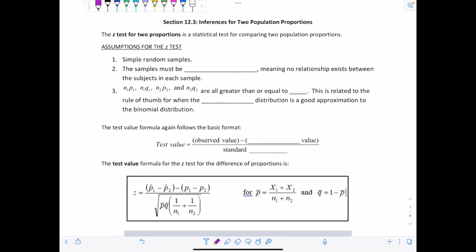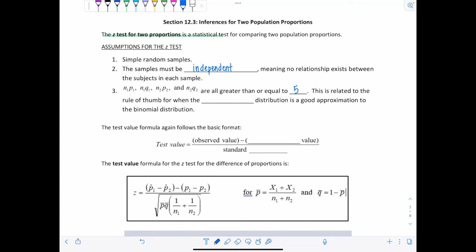Okay, last section in this chapter that we're going to cover is 12.3, Inferences for two population proportions. So the z-test for two proportions is a statistical test for comparing two population proportions. Here are our assumptions. First is that we have simple random samples, and the samples must be independent, meaning no relationship exists between the subjects in each sample. And then n1p1, n1q1, n2p2, and n2q2 are all greater than or equal to 5.